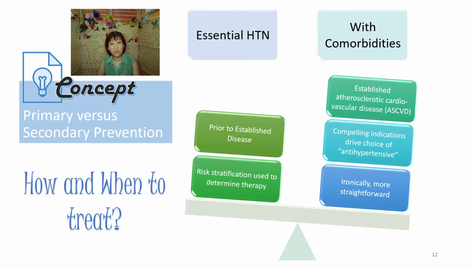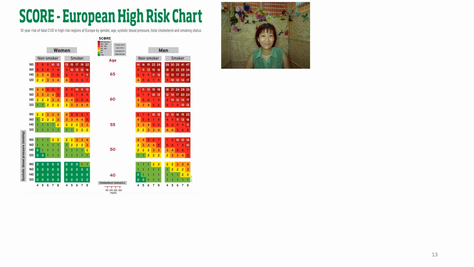So we're going to shift into primary prevention of essential hypertension next. Okay, so in this slide, I'll cover various types of risk scoring and stratification.